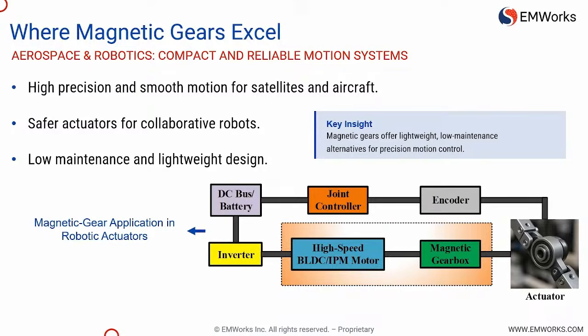So at the bottom, you can see an example of how a magnetic gear-based robotic actuator works. Power flows from the DC bus and inverter to a high-speed motor, which is usually a BLDC motor because we want them to be small in robotic applications. And then this motor drives the magnetic gearbox, and the gearbox provides a smooth torque amplification to the actuator.